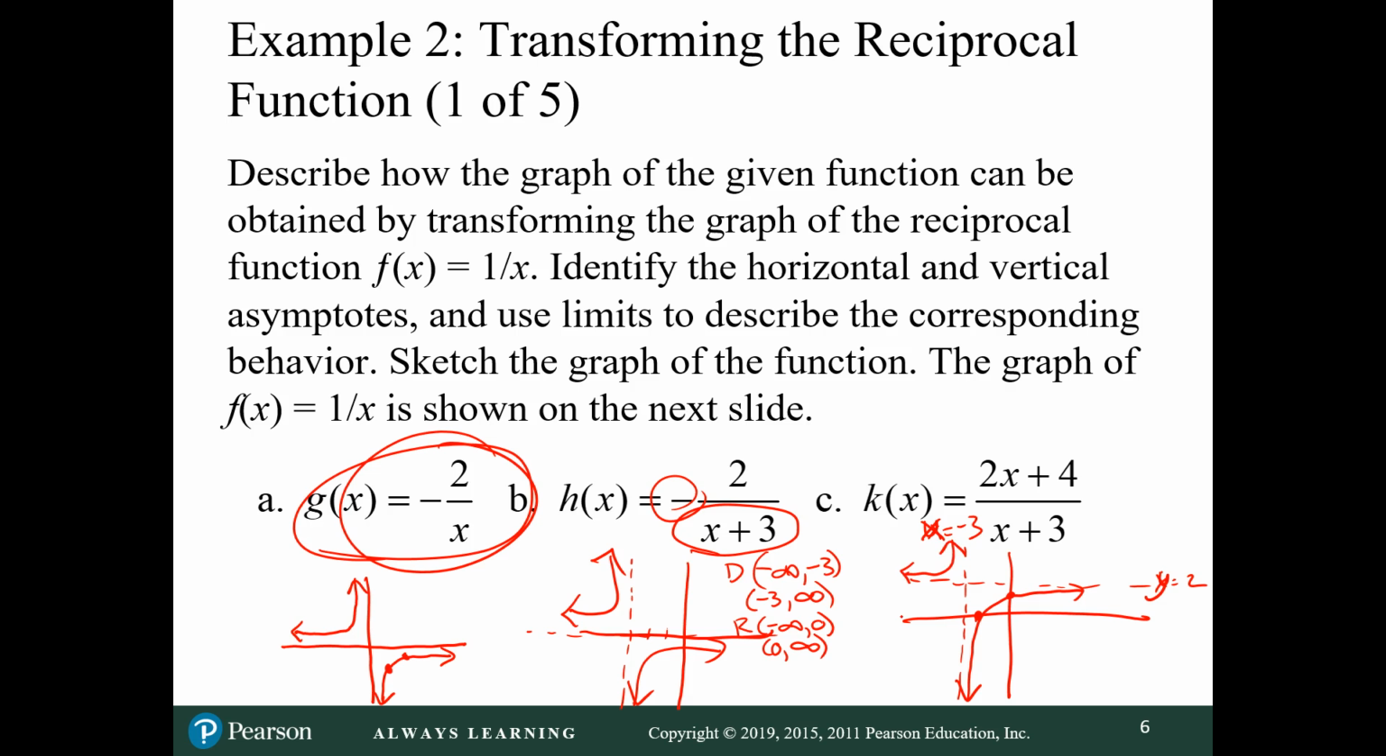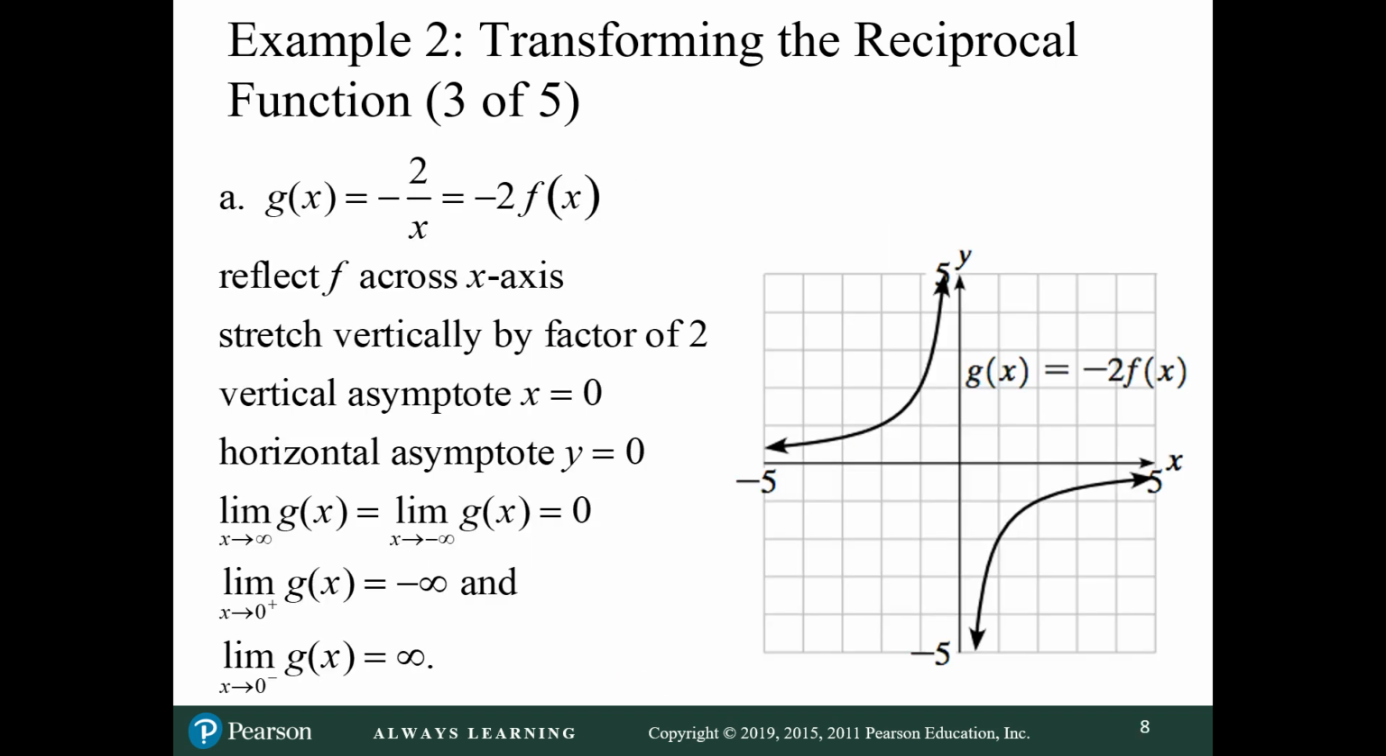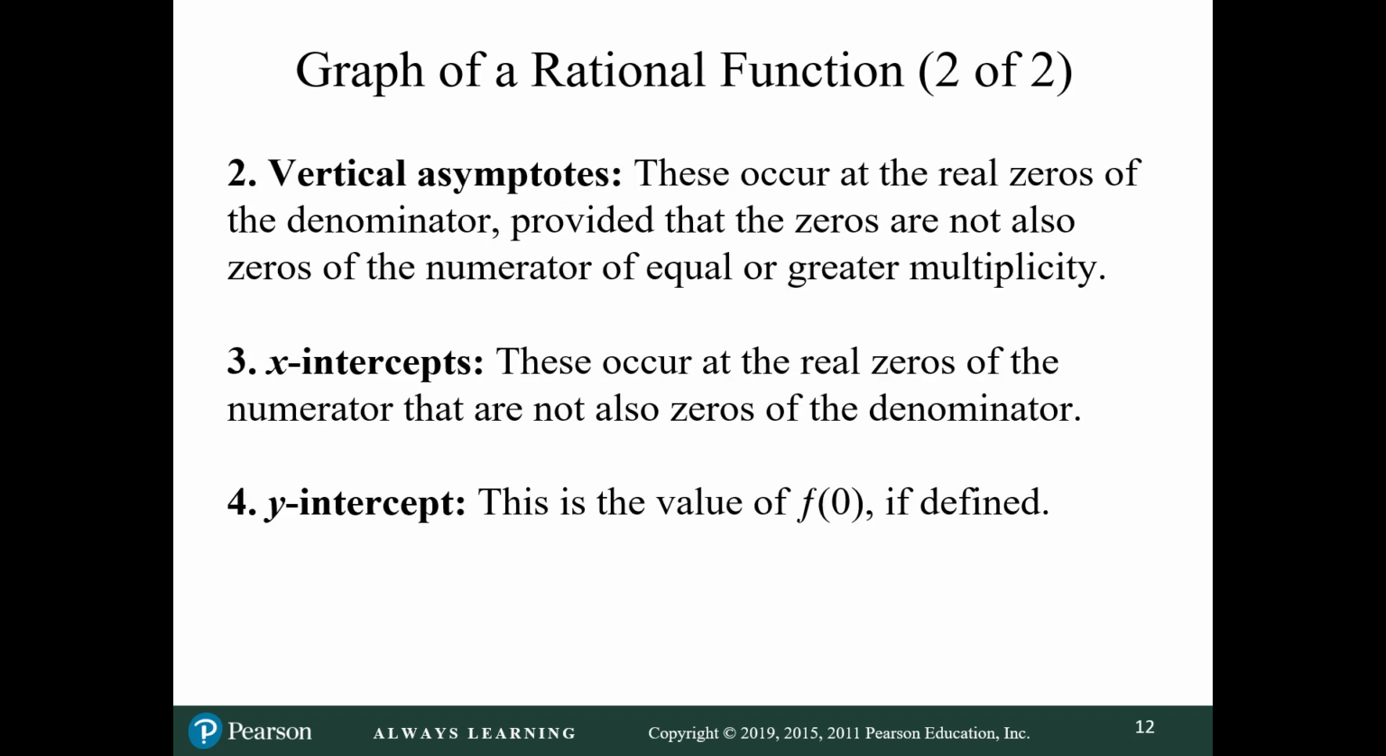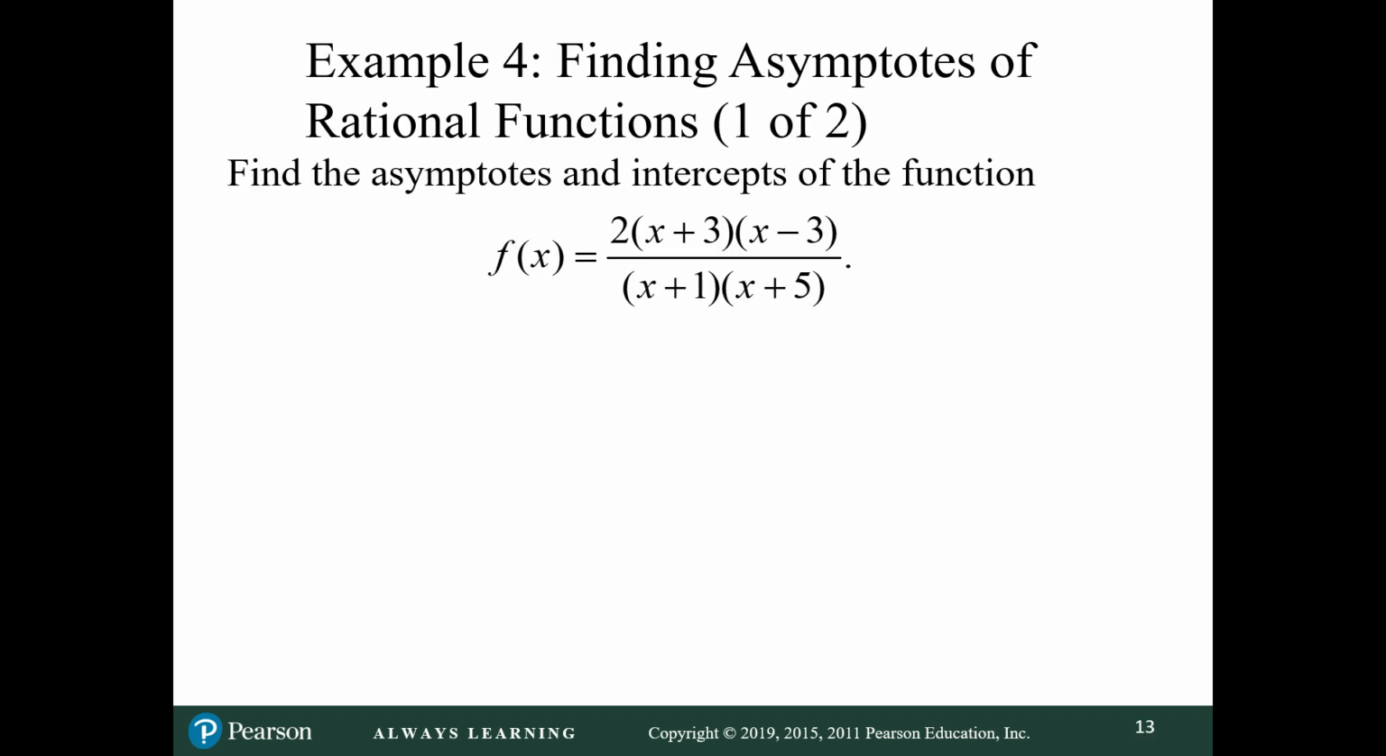Okay, because if we go negative 5, I get negative 10 over negative 2, which is positive 5. So yeah, looks like that. All right, asymptotes. Where are our vertical asymptotes? X equals negative 1 and x equals negative 5.